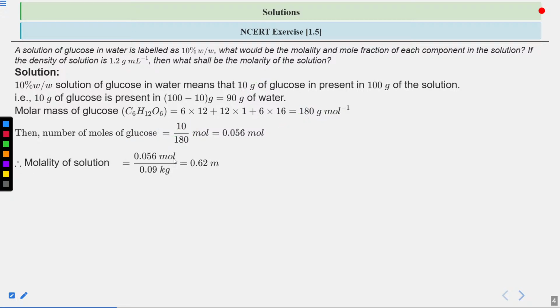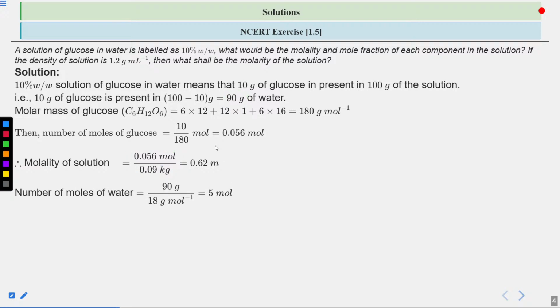Then coming on to the molality of the solution. The molality formula is the number of moles of solute by mass of the solvent in kg. The mass of the solvent was 90 gram. We have converted this into kg by dividing it by 1000. That will give you 0.09 kg. So the molality is 0.62 m, small m.